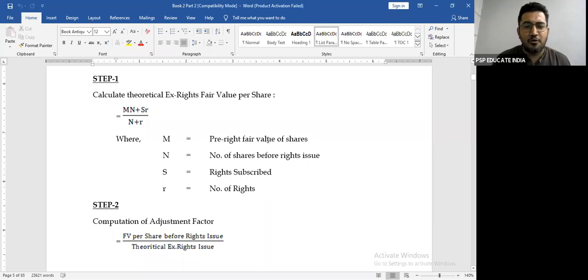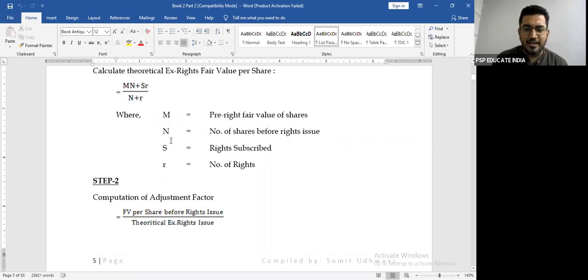The first step is calculation of theoretical ex-rights value per share, which is (Mn + SR) / (N + R), which means Mn is pre-rights value per share times number of shares. This will tell us what our capital, value and number of shares were before the rights issue, plus rights subscribed and number of rights. So rights subscribed and number of rights means what is the value of your rights. The total of these will tell you what our total value is going to be after the rights, and you divide that by the total number of shares before rights plus due to the rights. This way you will get the theoretical ex-rights value per share.